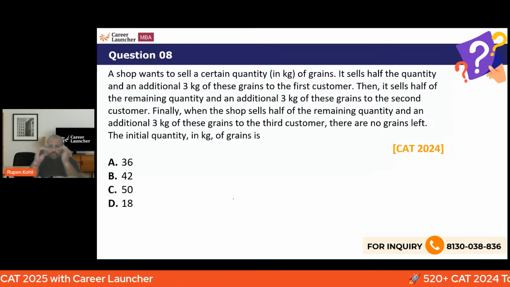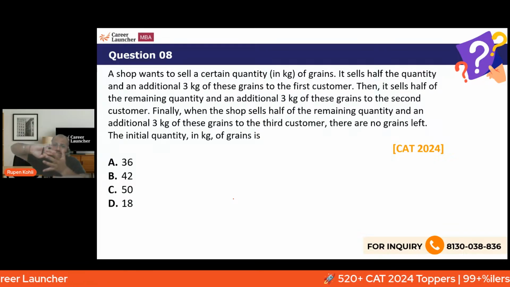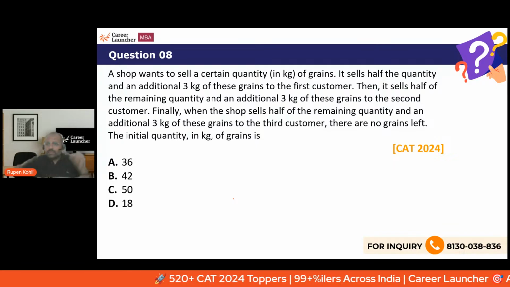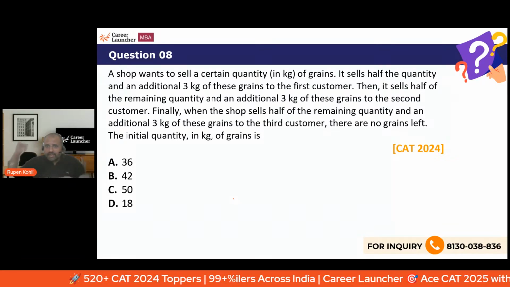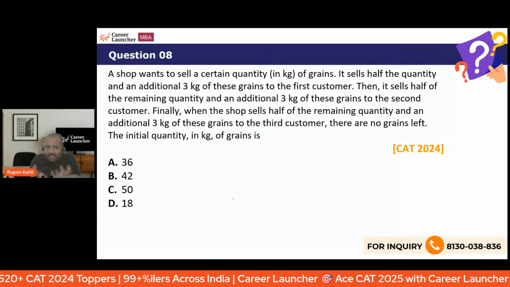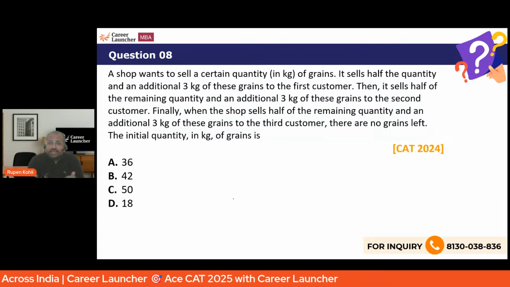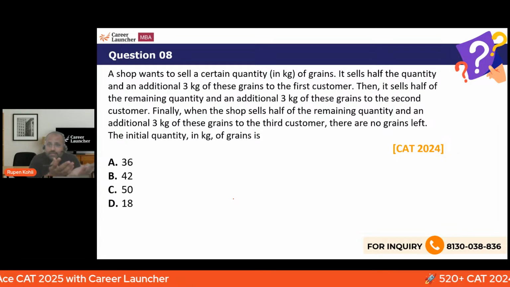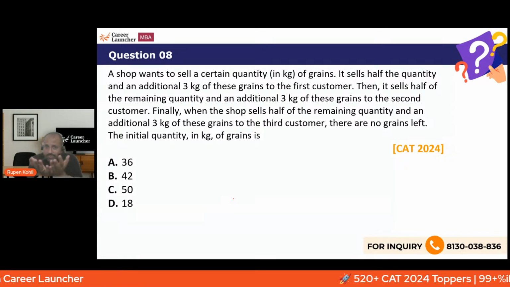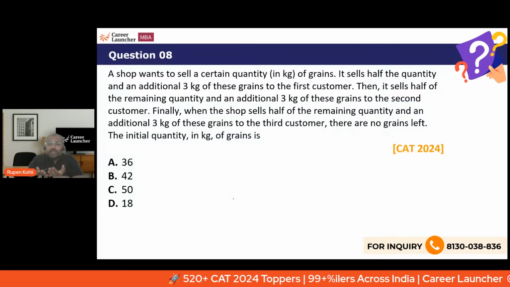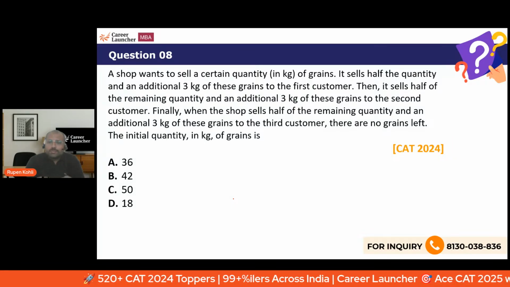Now, prior to that, I had just given 3 kg more to the second customer, and then I was left with 6 kg. So 6 plus 3, 9 is what I should be having in my hands at that stage, and that 9 represents half of what was there with me before giving to the second customer. Right. So that 9 is half. So therefore, 9 plus 9, 18 is what I had with me before going to the second customer.